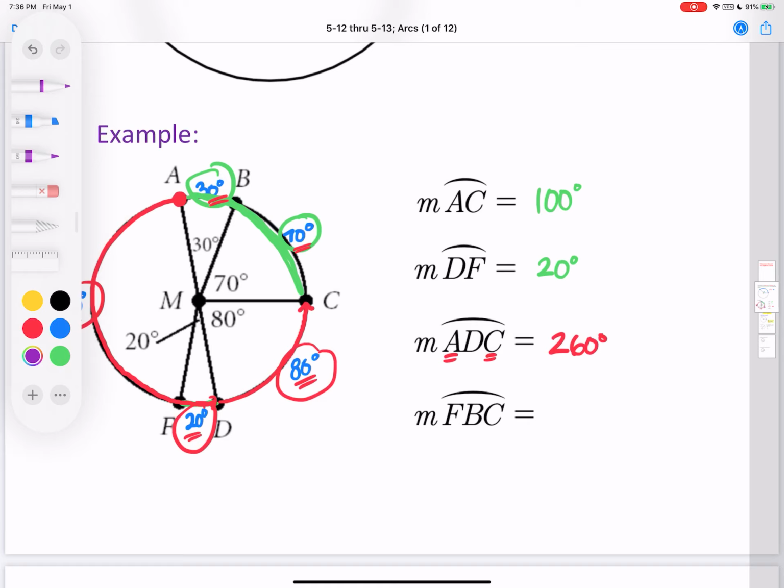All right, let's try that last one. The last one is F to B to C. I'm starting at point F, and I need to go to point B and then C. So the question is, which direction should I go? Should I go to the left or to the right? I've got to go to the left, because I have to go to B first before I go to C.